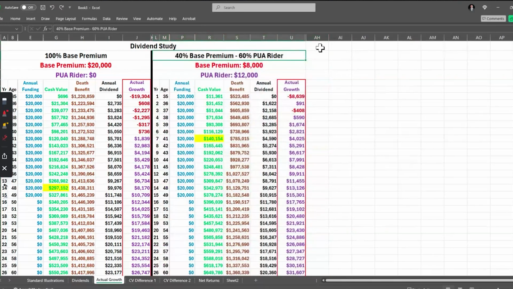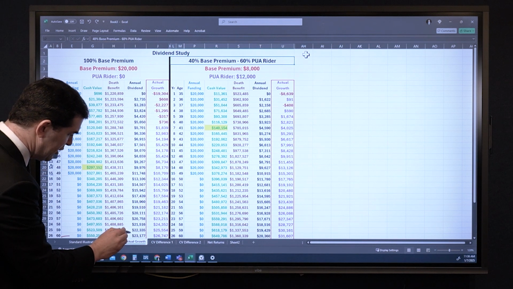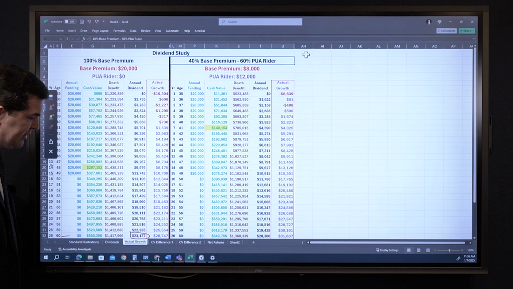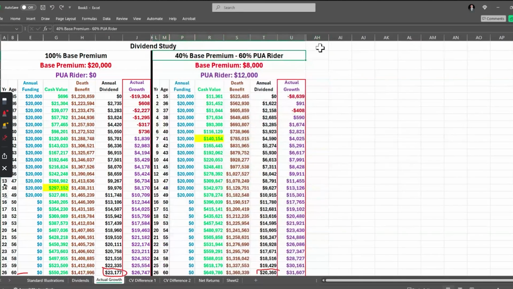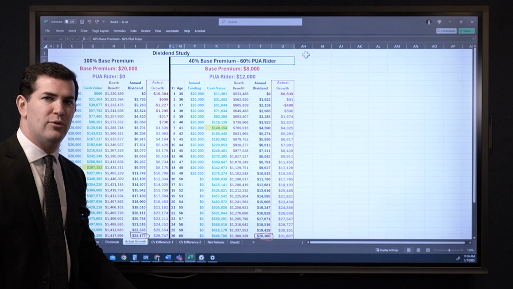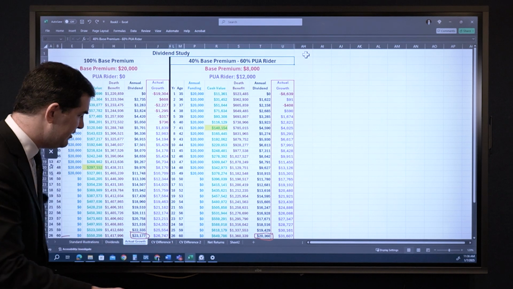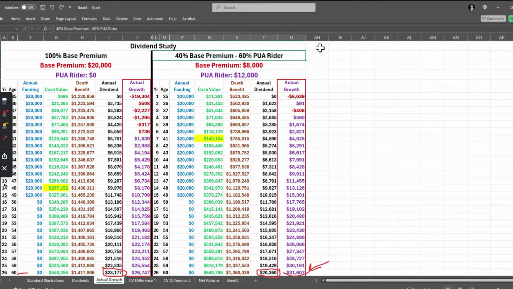This is so interesting. If we look at the bottom, because he's 60 years old, with the 100% base premium example, your dividend was $23,000. With the 40% base, lower base means lower dividend. It's $20,000. But when you look at the total dollar amount you received from the insurance company that year, including the guarantees, which one gave you more? This one, by far. And that's the 40-60 design.